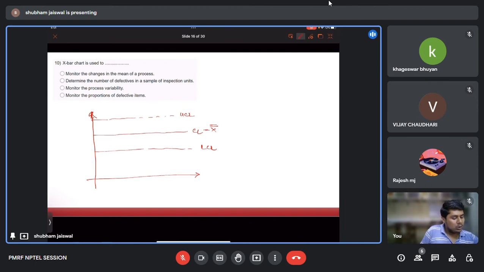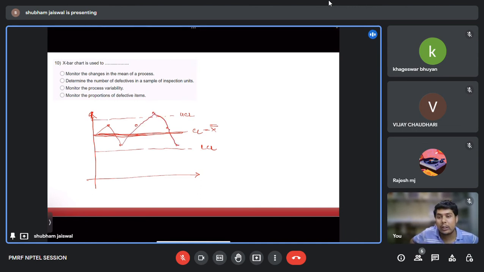If I am monitoring with an X bar chart, what we monitor is whether the values are shifting from my mean position or mean value, like this. So here we are checking the variation in the mean of the process. To monitor the changes in the mean of process, we use the X bar chart. So the correct option will be this one, that is X bar.